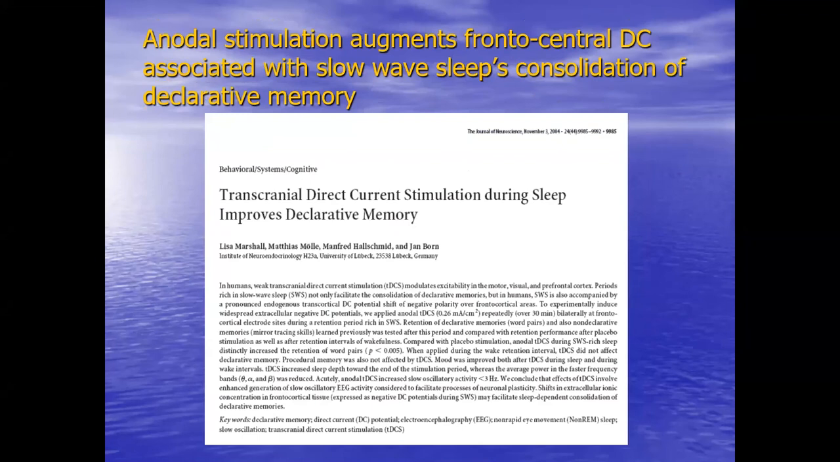Anal stimulation, basically, can enhance memory consolidation during sleep, which if I would have known that back in the university days, I would have gone to sleep with a battery on my head, you know.